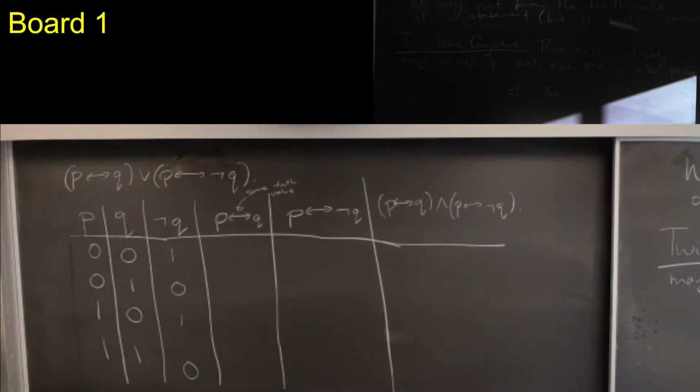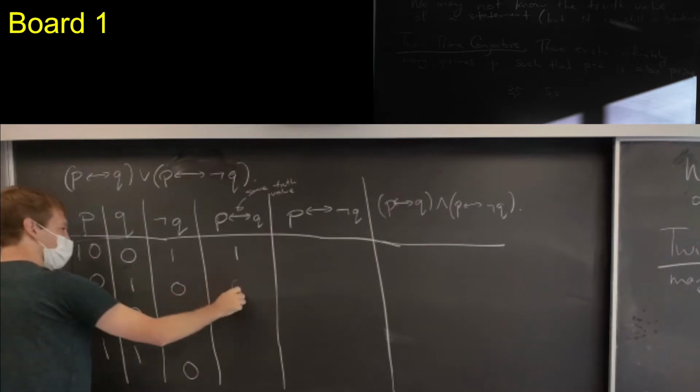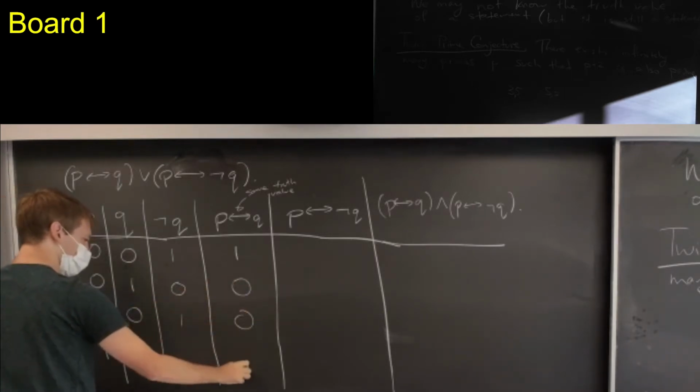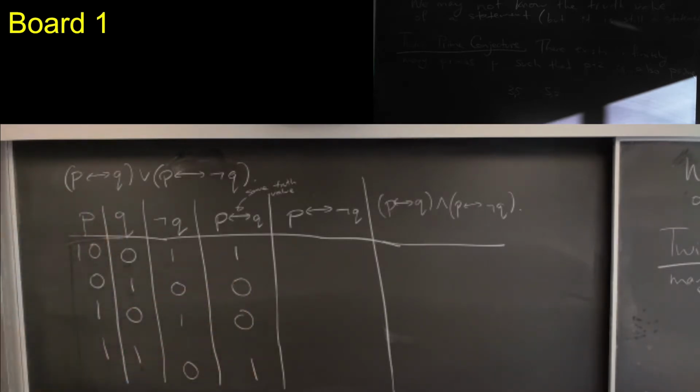So if they have the same truth value, it's a 1. If not, it's a 0. So first row, oh, sorry, I'm looking at the wrong columns. Right, we're looking at P and Q. We want to say, do they have the same truth value? They do, so we get a 1. Here they don't, because P is false, Q is true. We got 1, 0, 0, 1, because here they have the same truth value.